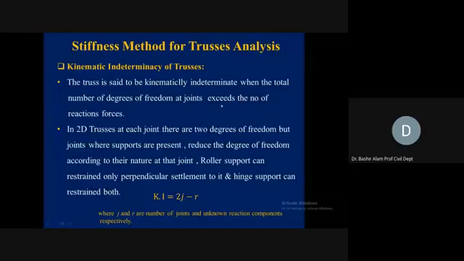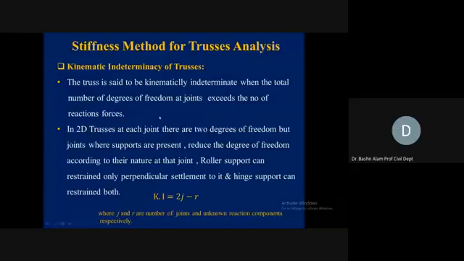The truss is said to be kinematically indeterminate when the total number of degrees of freedom at joints exceeds the number of reaction forces. What does this mean? At each joint, if we have a reaction, it will not allow displacement in that direction, so the kinematic indeterminacy will be 0. But if there is no reaction, then we will have the degree of freedom at that particular location, and we count that for a structure, and that gives us the total kinematic indeterminacy of the structure.